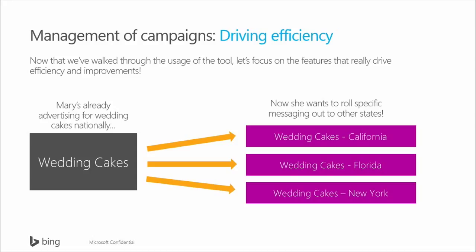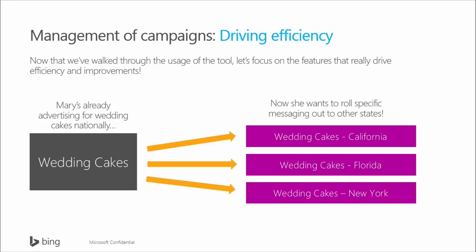So first of all, let's just go back to Mary one more time and talk about the fact that Mary has a campaign called Wedding Cakes. In the Wedding Cakes campaign, she's realized that right now it's only catered towards Boston, but she realizes that this is driving a lot of value. She actually wants to expand this out to other states where she's getting a lot of inbound traffic. She wants to make sure that she can drive conversions in California, in Florida, in New York.